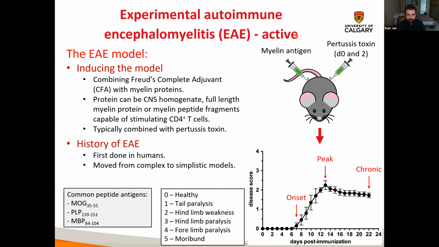So the model we typically use to study the autoimmune component of MS is experimental autoimmune encephalomyelitis, or EAE, and this EAE model can be broken down into a lot of different forms. One of the major forms would be the active version of the disease. The way you induce active EAE is you combine complete Freund's adjuvant, which would represent our strong adjuvant, along with myelin protein, as I alluded to before.